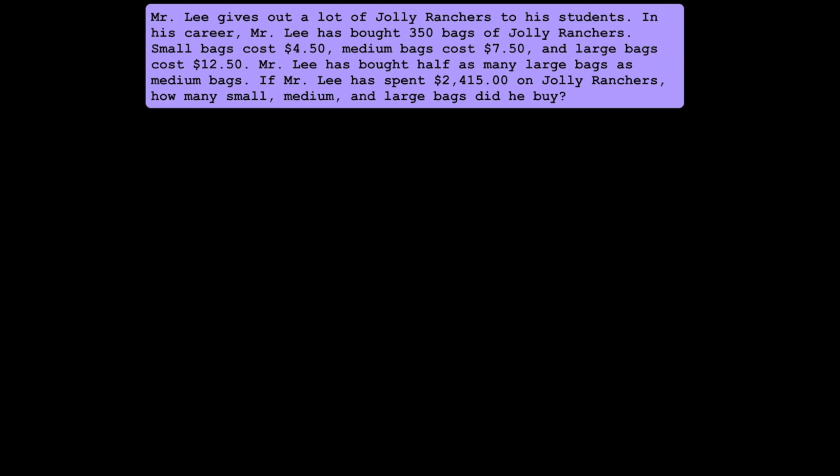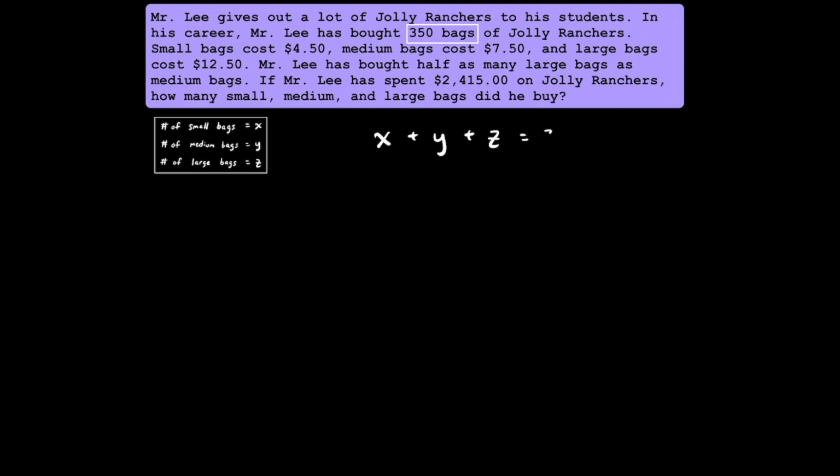Since there are 3 unknowns in this problem, let's set up 3 variables to represent them. I'm going to have x represent the small bags, y represent the medium bags, and z represent the large bags. Now that we've defined our variables, let's try to set up 3 equations to find these 3 variables. Since only small, medium, and large bags were bought, these must add up to 350 bags in total. To represent that, we can write x plus y plus z is equal to 350.